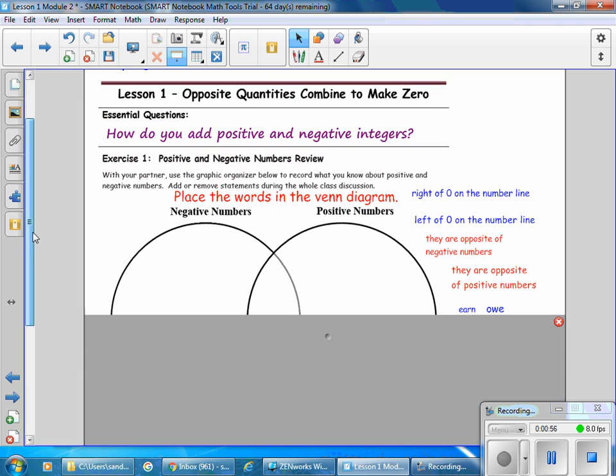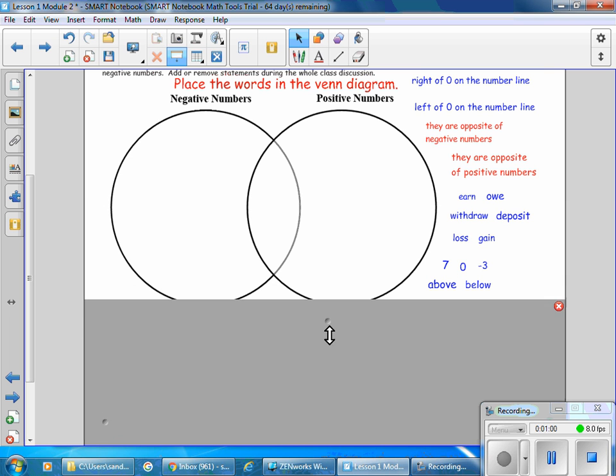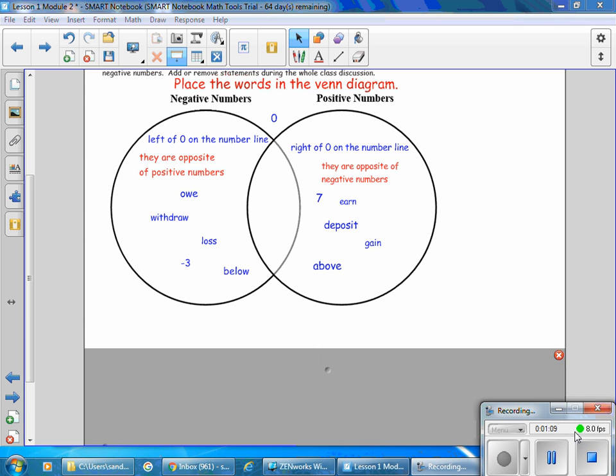In this activity, I'd like you to pause the video and place the words in the Venn diagram. And then when you're done, resume the video to make any corrections that you will need to. As you check your answer, double check to see where you put the 0. 0 is not a negative number or a positive number. It is considered neither.